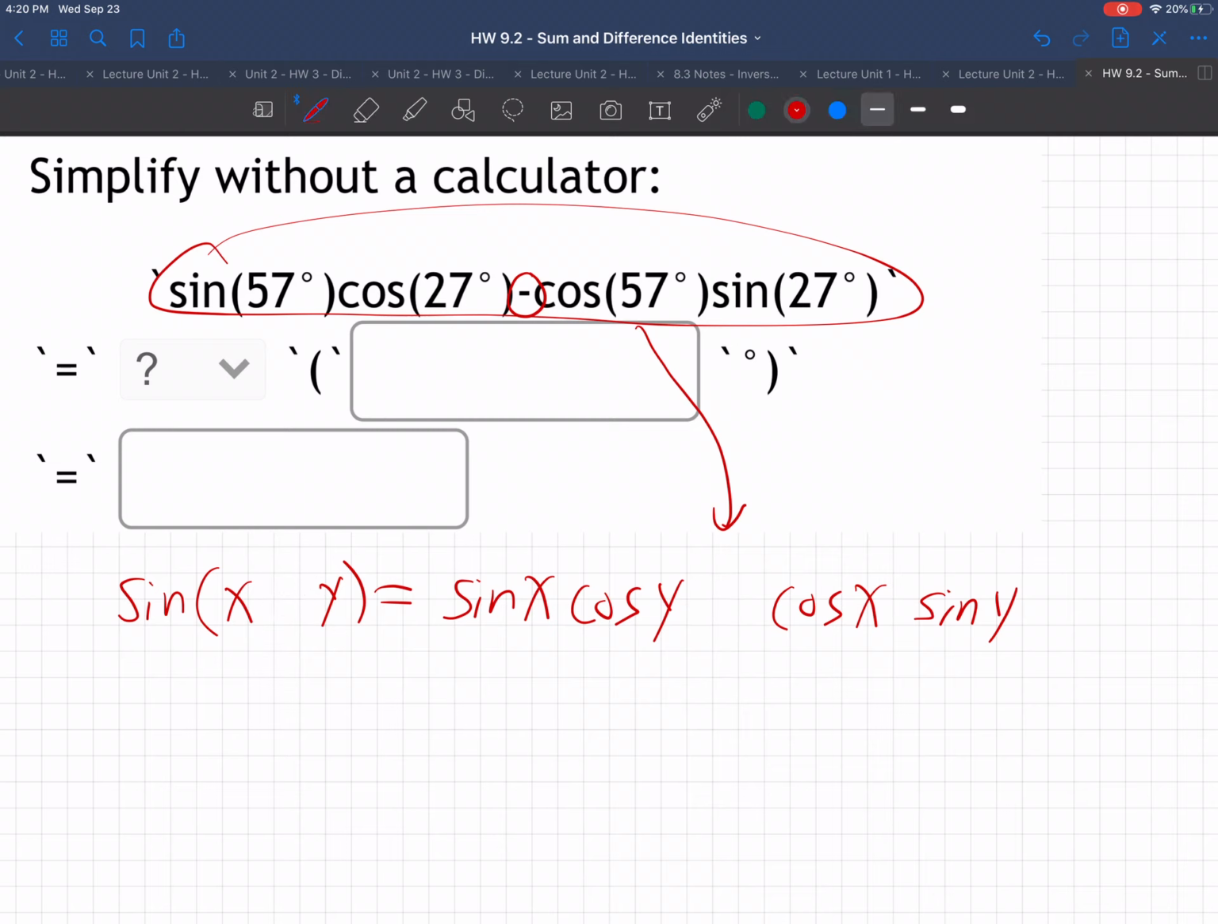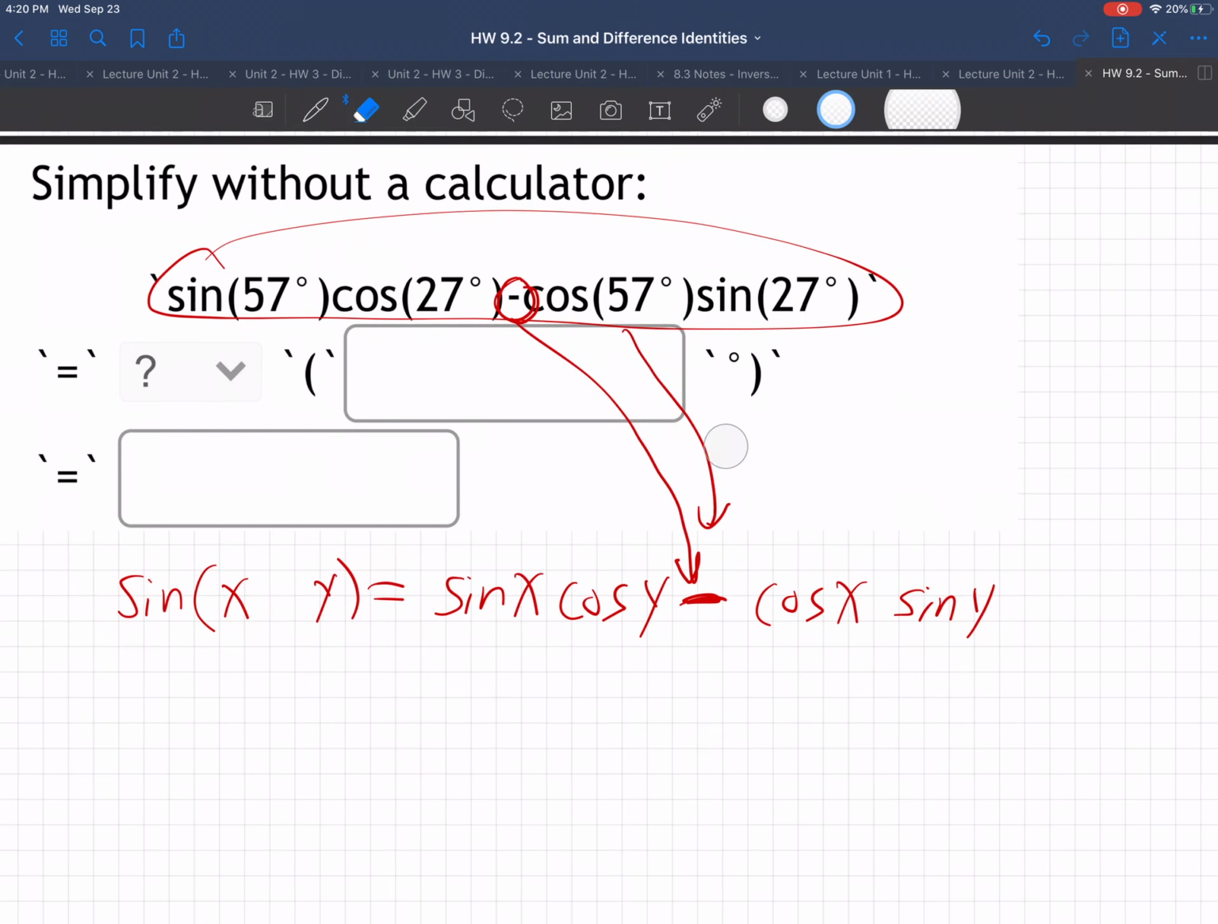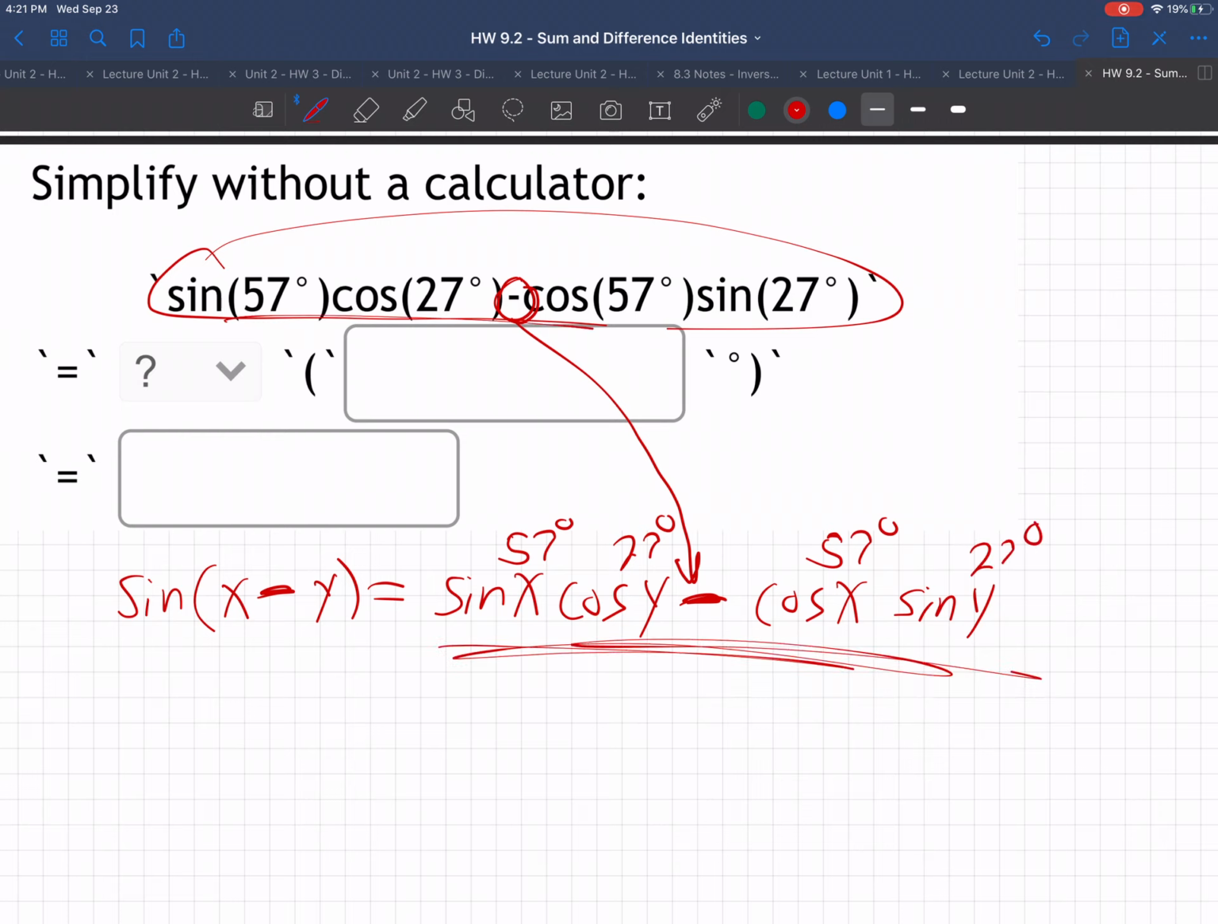And what do we have? We have a minus right here, don't we? Minus. So that means that we're going to have a minus right here. They have to be the same. So basically, this is our x, 57 degrees, and our y is 27. And this is again 57 and 27. So I'm just identifying that our big old thing here is the right side of that formula, isn't it?